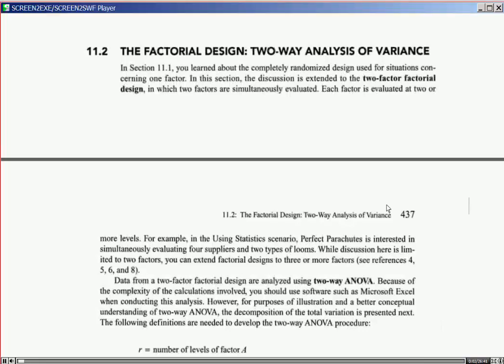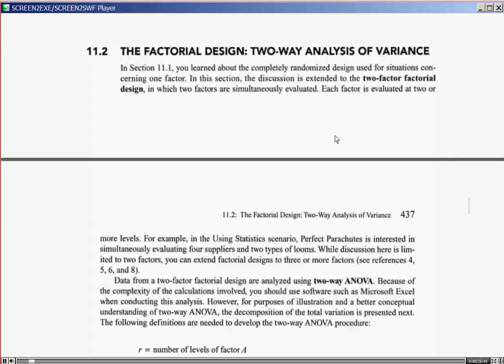Now we are starting the second part of chapter 11 of Levine's book, and that second part, 11.2, deals with the factorial design. That's two-way analysis of variance. Here we will have two factors to analyze: the supplier and the loom. In the previous part, we only looked at suppliers, and that was one factor. That's why we have two-way and n-way analysis of variance, which corresponds to the number of factors we're analyzing.